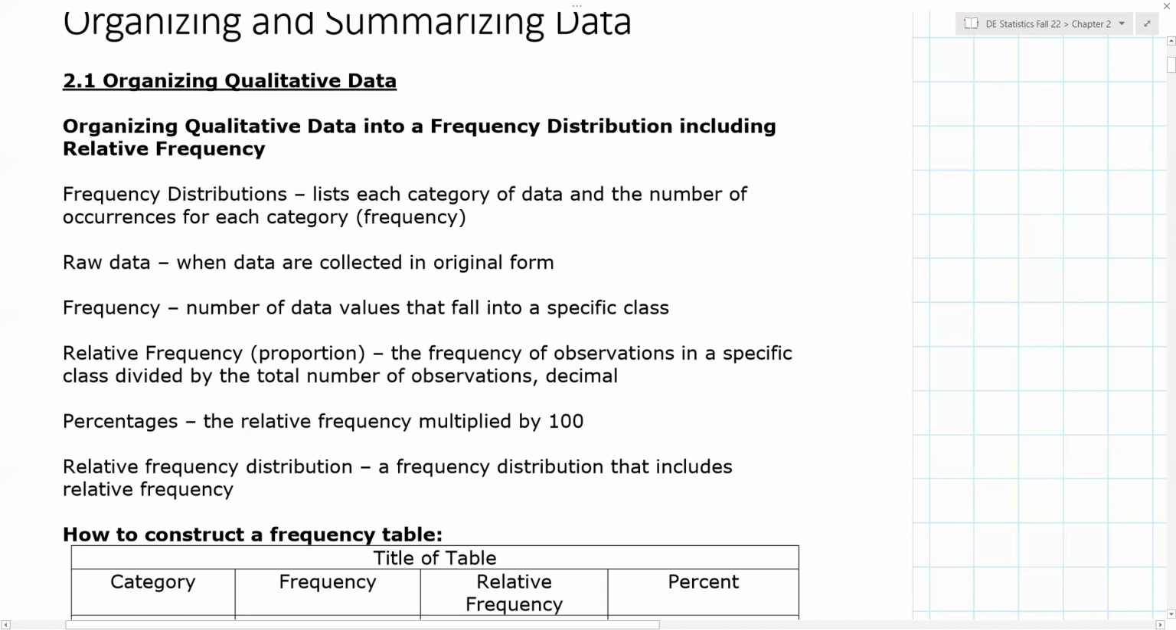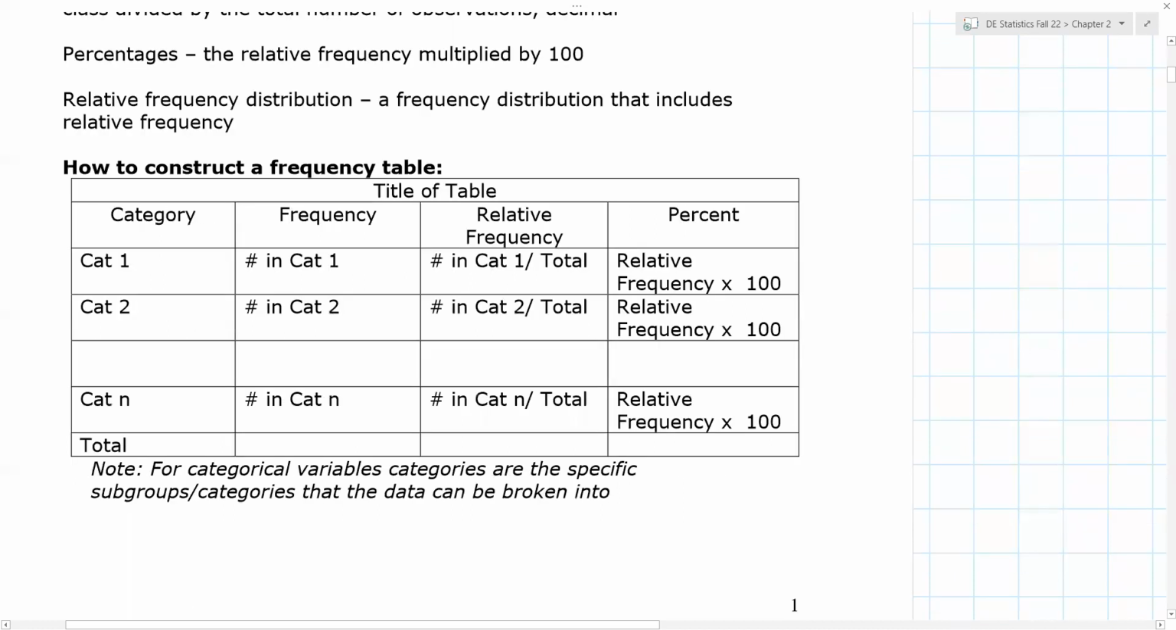So let's get into what a frequency distribution or a frequency table looks like. It looks like this, where you have your categories. So category 1, 2, 3, and 4. That could be favorite pet. It could be brand of car. It could be type of phone. It could be internet browser you use. Whatever your category is, you're going to list all of those categories in that first column.